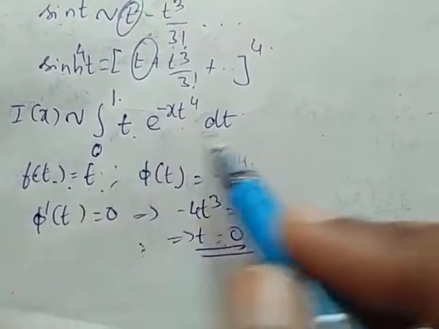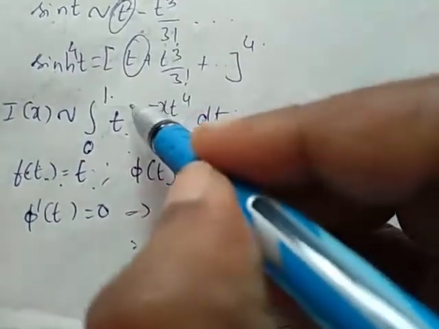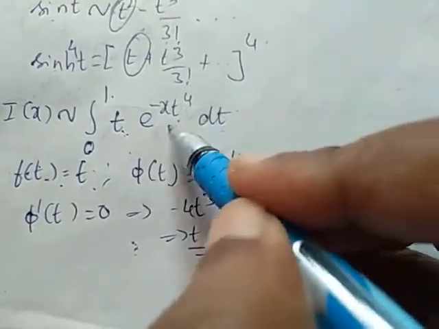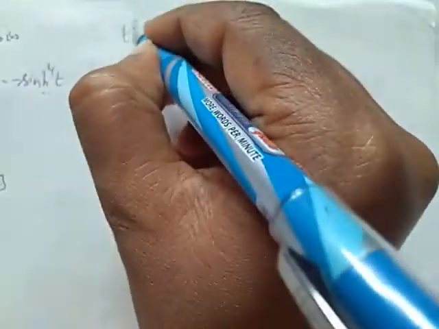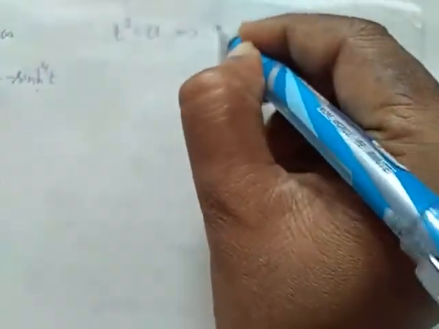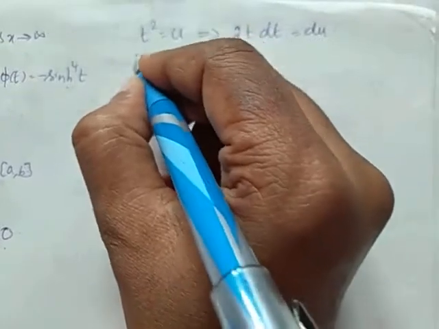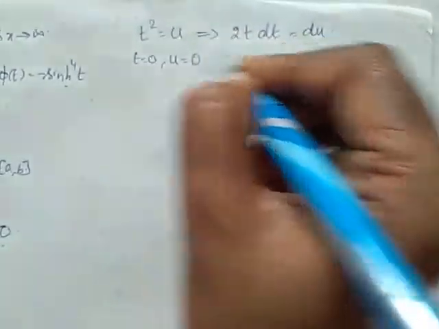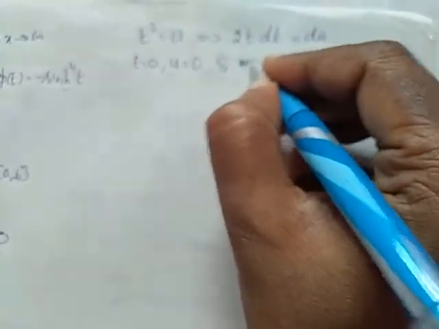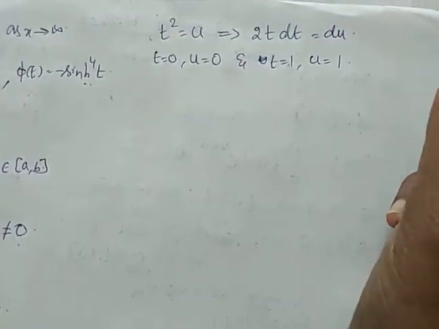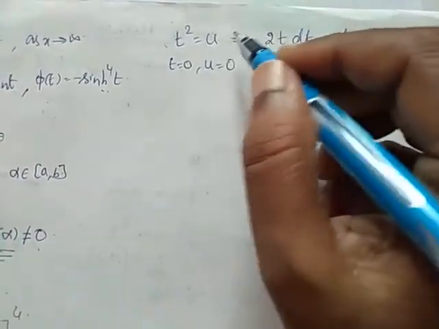So, I am going to solve this using the substitution method. I am going to remove this t. So, I am going to substitute t square as u. This implies 2t dt is equal to du. So, when the lower limit t is 0, u is also 0. And when the upper limit t is 1, u is 1 square, which is 1 itself. Correct?